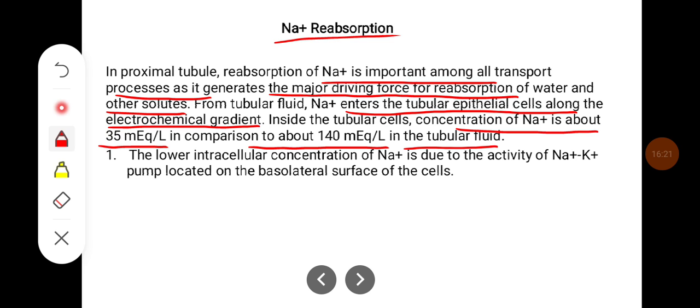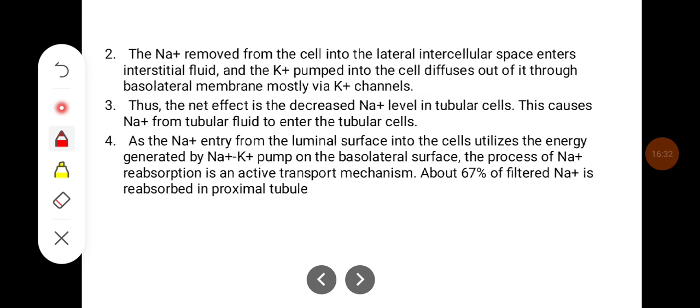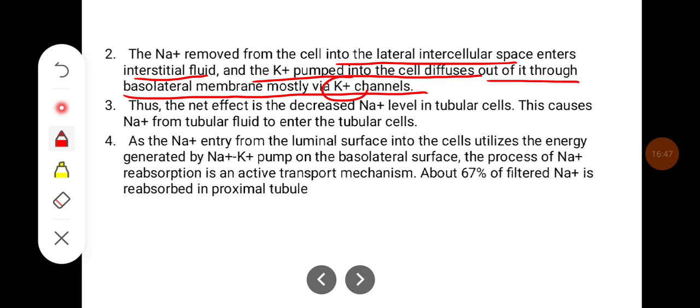However, the low intracellular concentration of sodium is due to the activity of the sodium potassium pump located on the basolateral surface of the cell. The sodium removed from the cell into the lateral intercellular space enters the interstitial fluid, and the potassium pumped into the cell diffuses out of it through the basolateral membrane and mostly via potassium channels. Thus, the net effect is decreased sodium levels in the tubular cells. This causes sodium from tubular fluid to enter into the tubular cells.